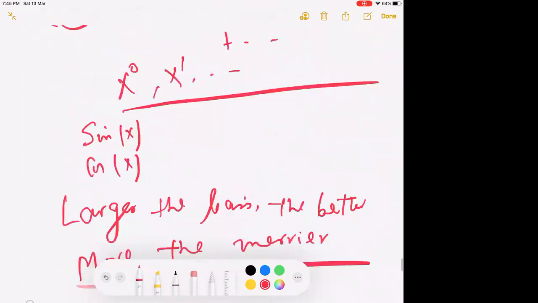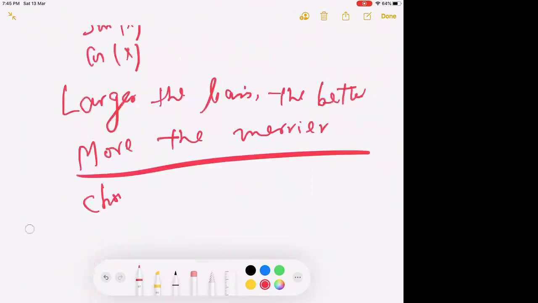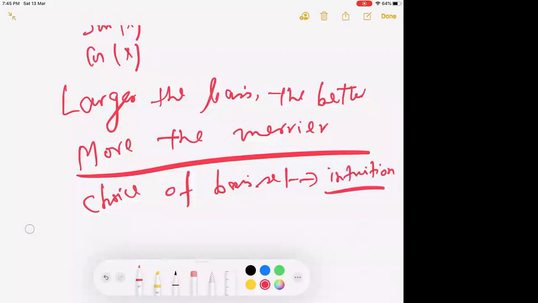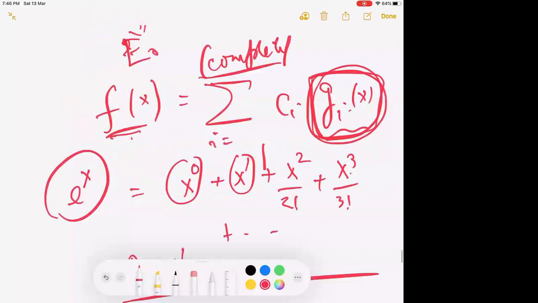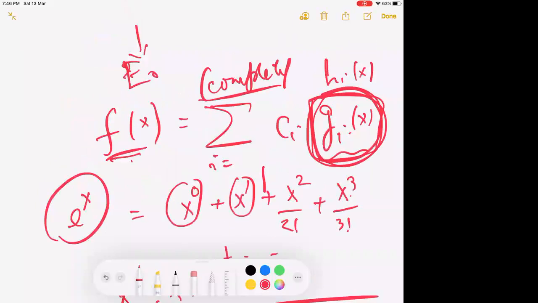So in the choice of basis set, very often we will be dictated by intuition. Intuition plays a very important role: how quickly can I go towards completion, and what kind of basis sets should I use? Because there are so many sets. Just like I said here, g_i of x is not just one set; that could be h_i of x, another basis set. There are so many complete sets of functions, so many one-electron functions. Which one should I take?